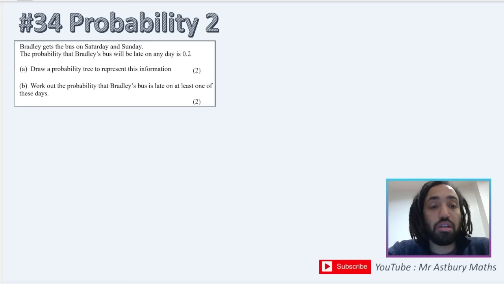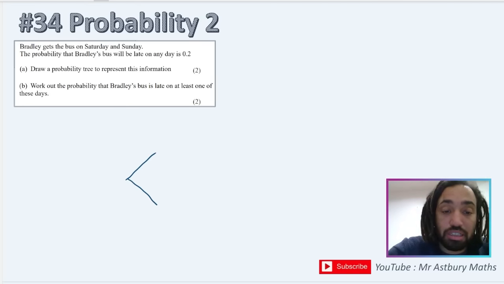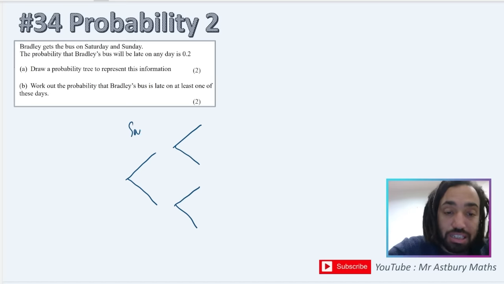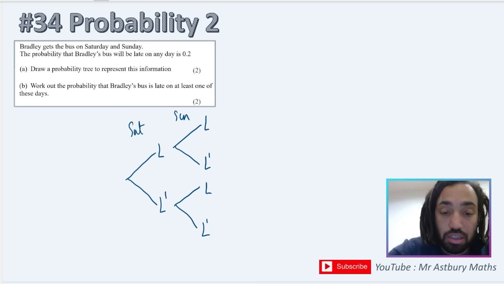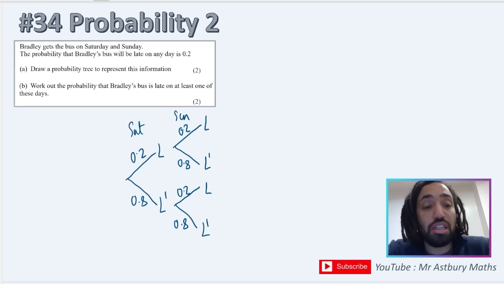Okay, next question. Brandon gets the bus Saturday, Sunday. The probability the bus is late on any day is 0.2. So draw a tree diagram to represent that. So this is a fairly straightforward one. So we have Saturday, we have Sunday, we have late and not late, late, not late, late, not late. So late is 0.2. Not late, therefore, is 0.8. And we can fill in these probabilities, which don't change because apparently it's independent of what the day is.